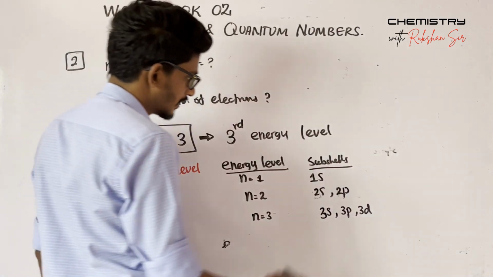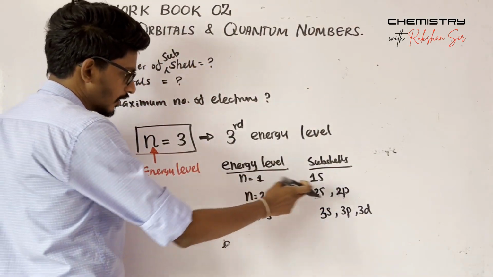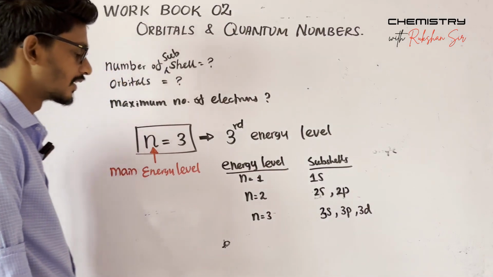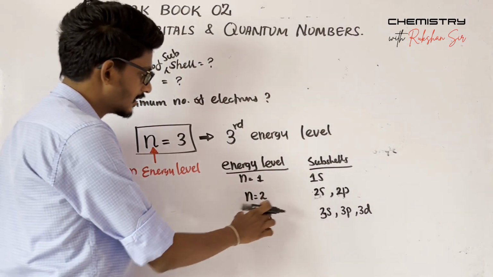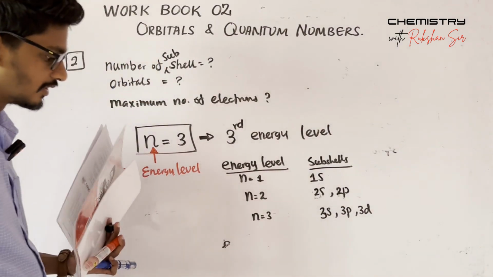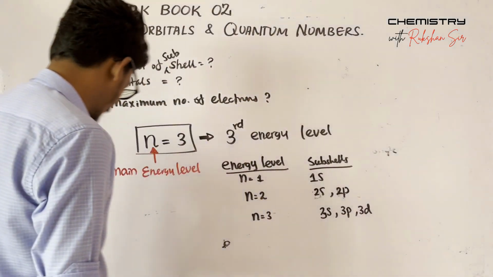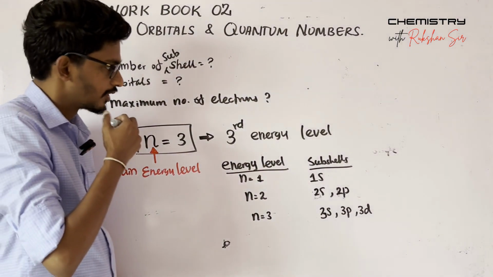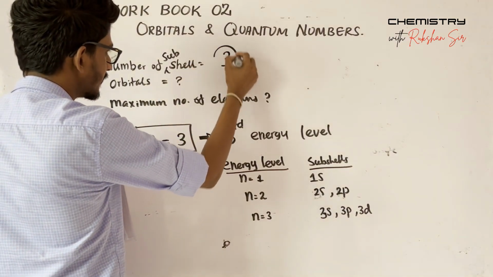Those are the L values actually, right? For the first energy level, only one L value is available. For the second energy level, you have 2 L values. In the third energy level, you have 3 L values: L equals 0, 1 and 2. So in the third energy level, you are with 3 subshells. So the number of subshells is going to be 3.